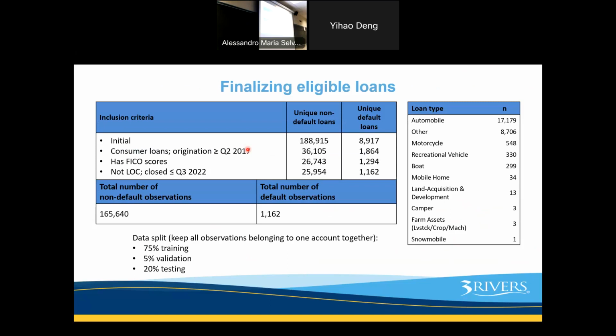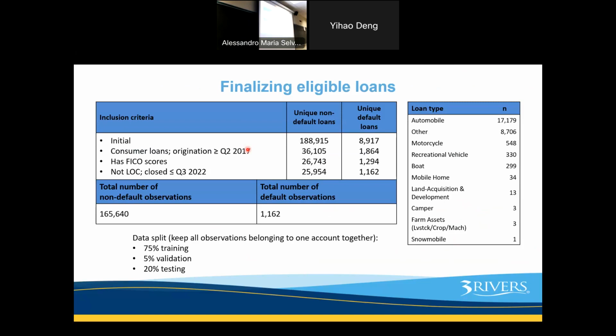And then finally, we're not going to use line of credit loans. This analysis started in Q4 of 2022, so Q3 2022 was the last time point. We end up with approximately 26,000 unique loans that didn't default, and 1,162 that did default. To the right are the loan types. The majority are automobile. Others are term loans, non-collateralized. We have some motorcycle, boat, and a couple of land development loans.